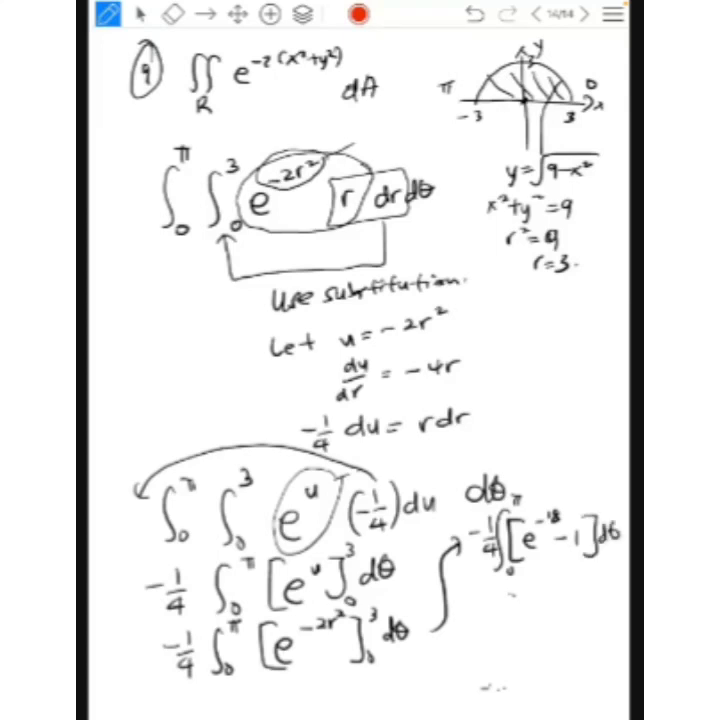Okay. So, still integrate respect to theta. So, integrate respect to theta dapat theta lah juga ni. So, 1 over 4, 1 minus exponent negative 18. Theta is from 0 to pi. Here you'll get your answer lah. Which is equals to pi over 4, 1 minus exponent negative 18.